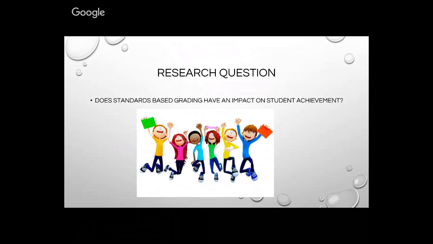Now, in order to find out how much this affects students, there must be research done. And the research question is, does standards-based grading have an impact on student achievement?